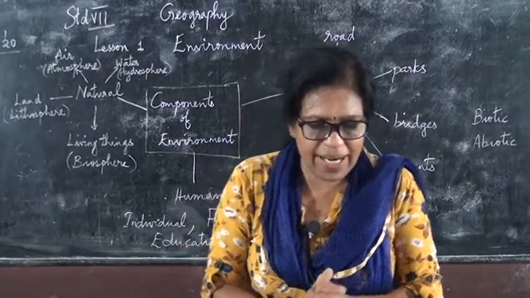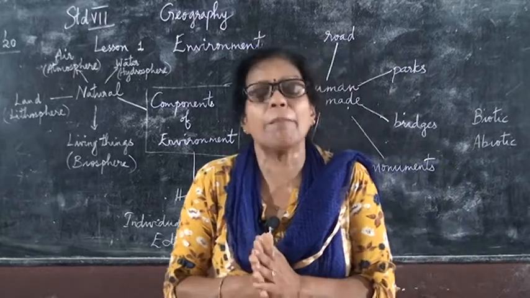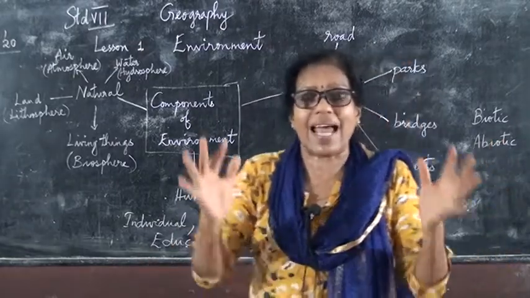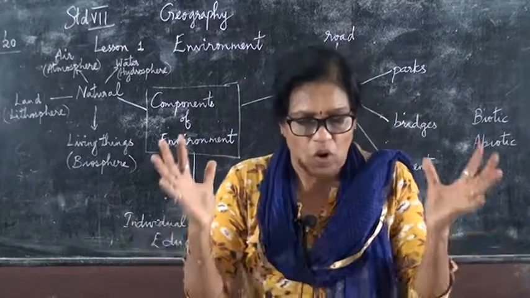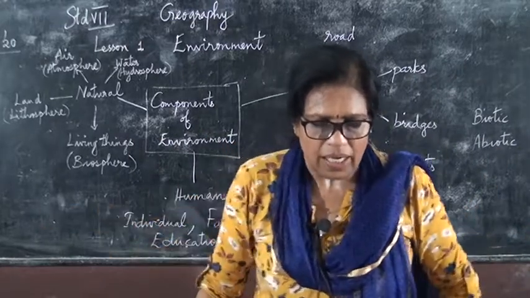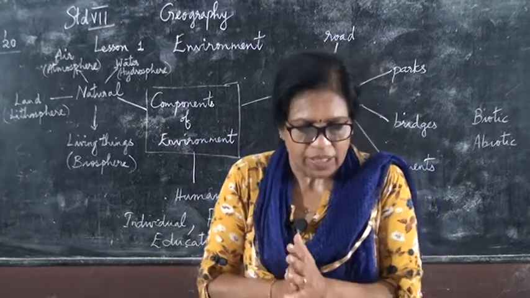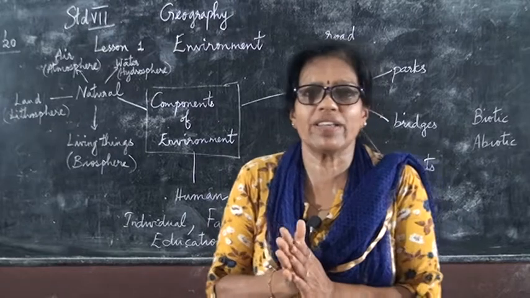That's all. Then plant and animal kingdom together make the biosphere. I wrote and gave you, biosphere means what? Plants, animals, all living things, the part where they exist, we call biosphere. That living world is called what? Biosphere. Now that much for today's class, children.